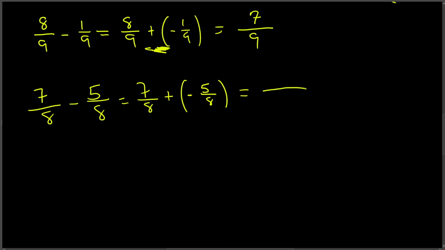So my denominators are the same. I'm going to have 8 in the denominator, and 7 plus negative 5 is 2. But these have shared factors of 2, and so I get 1/4.